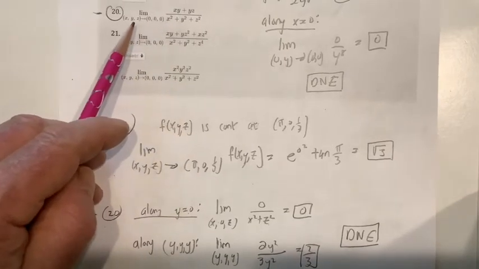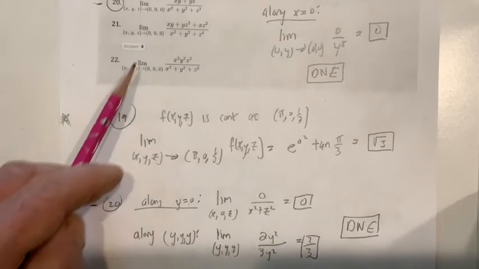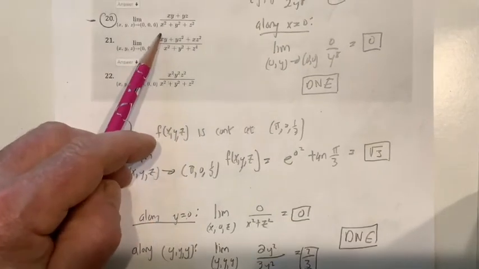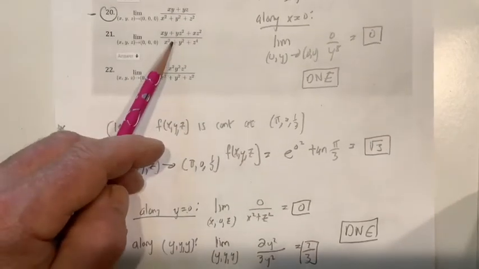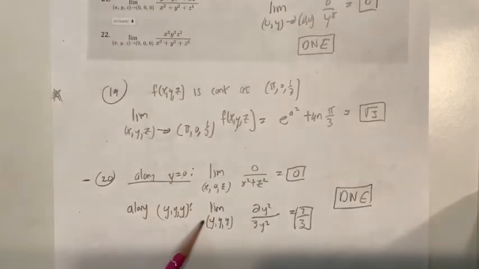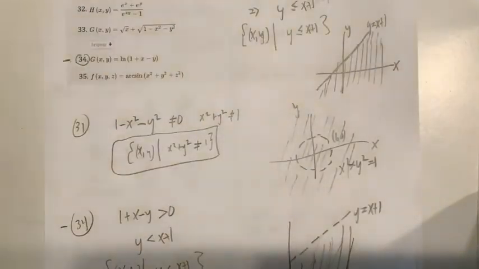One path is along y equals 0. If y equals 0, the numerator is 0, so the limit is 0. But along the path y, y, y, you could say x, x, x also, when everything equals y, you would get y squared plus y squared, which is 2y squared on the top, and you get y squared plus y squared plus y squared, which is 3y squared on the bottom, and this will equal 2/3. So I found two paths where they're not equal, so therefore the limit doesn't exist.